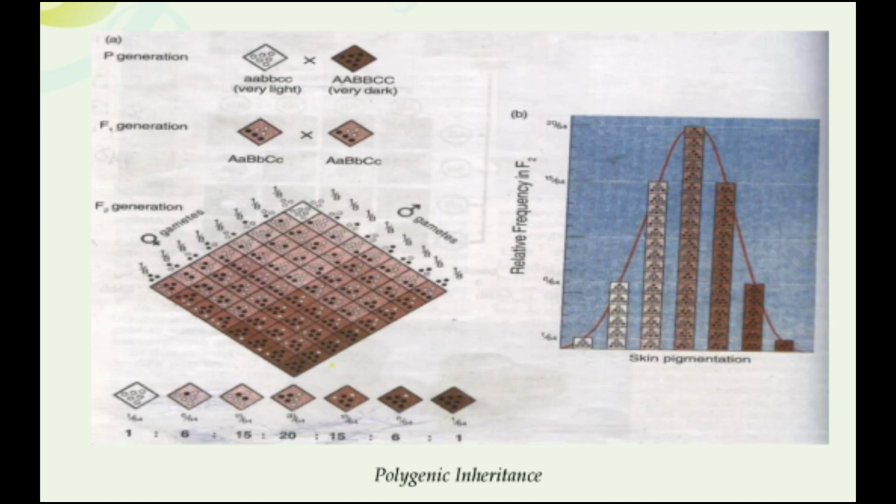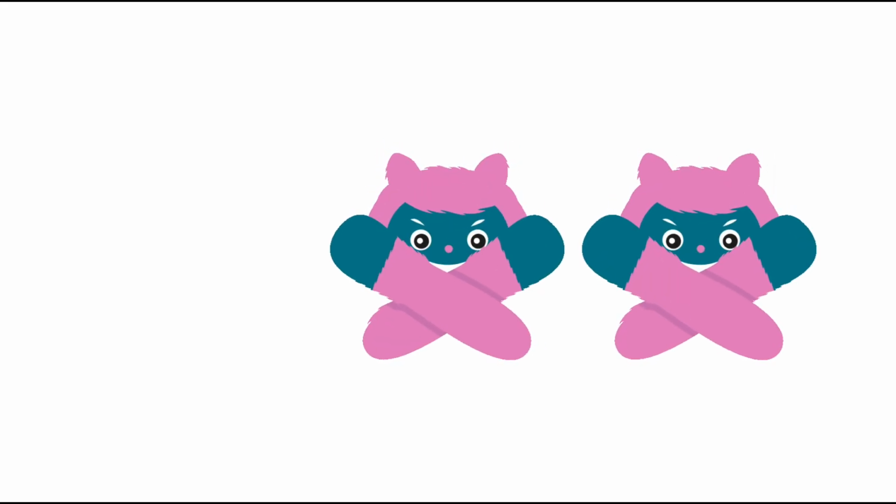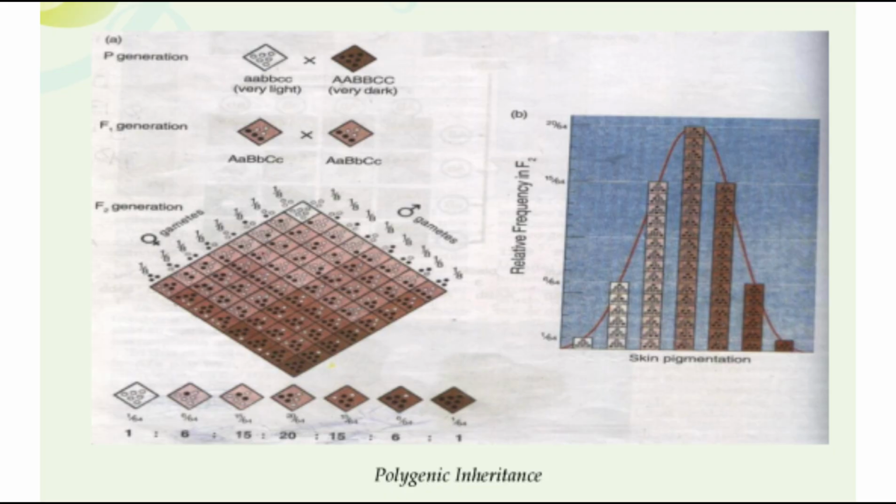Other examples that can be studied are kernel color in wheat and inheritance of cob length in maize. It is generally believed that during evolution there was duplication of a chromosome or part of a chromosome that resulted in multiple copies of the same gene. So a large number of characters are controlled by polygenes in which the alleles contribute additively to the phenotype. This results in polygenic inheritance.